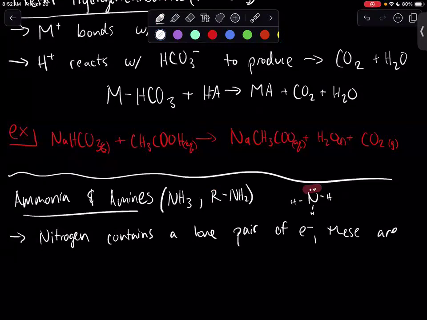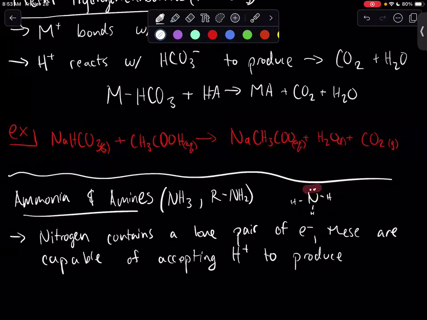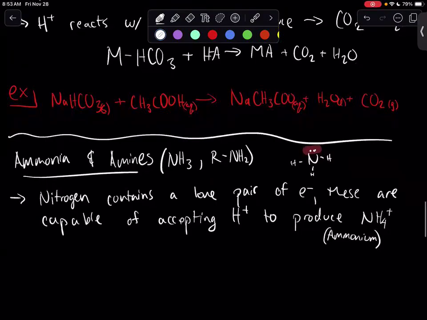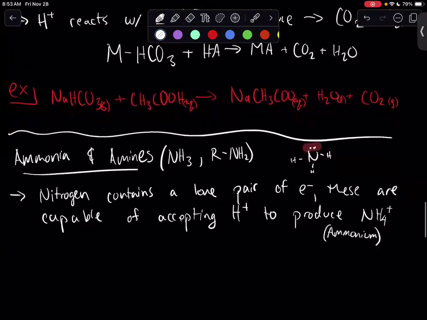These are capable of accepting a hydrogen ion to produce ammonium, NH4 plus. Ammonium. So this is acting as a base because it is accepting the H plus. Following the Lewis definition of a base, it is an electron pair donor.